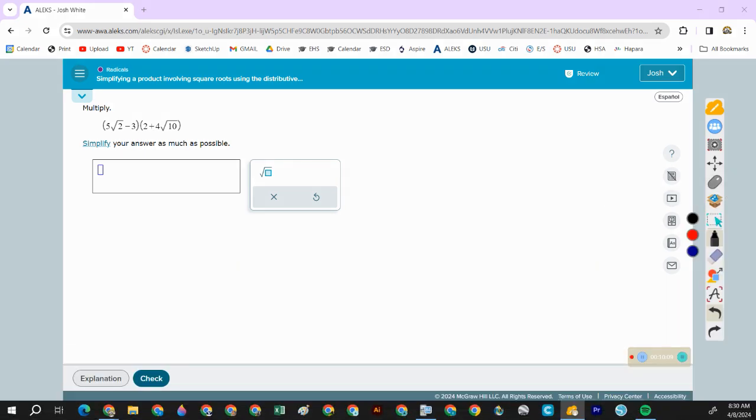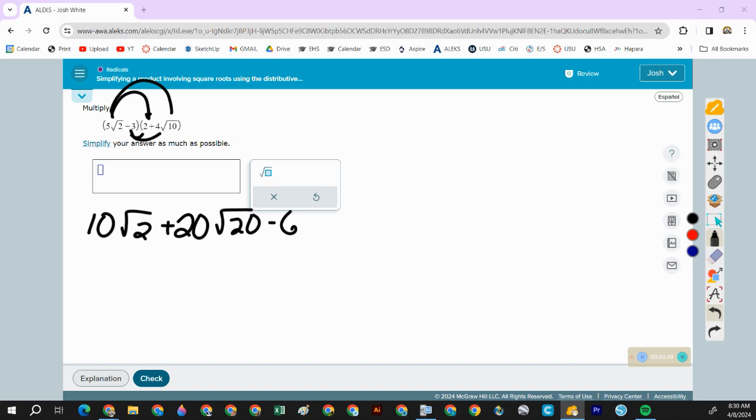Okay. So we need to distribute this one to here. So outside times outside would be 10, and inside times inside would be root 2. Then we do this. Outside times outside is 20. Inside times inside is root 20. We multiply that, and that's just minus 6. Multiply that. Minus 12 root 10.